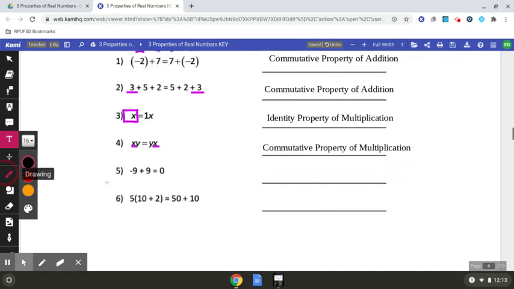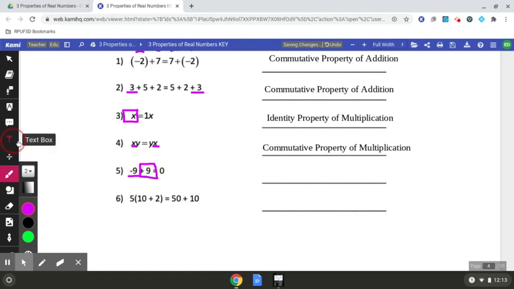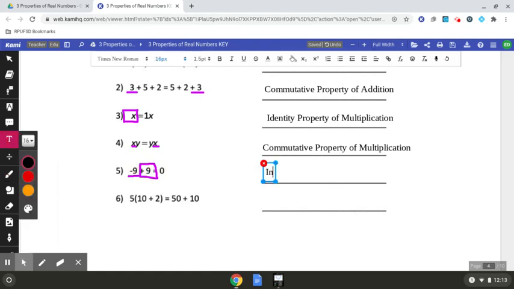Okay, here we're starting with a -9. We're adding a +9. So we're adding the opposite. As soon as I say opposite, we should think of that word inverse. So this is going to be the inverse property, and it's going to be of addition because we are adding in the problem.